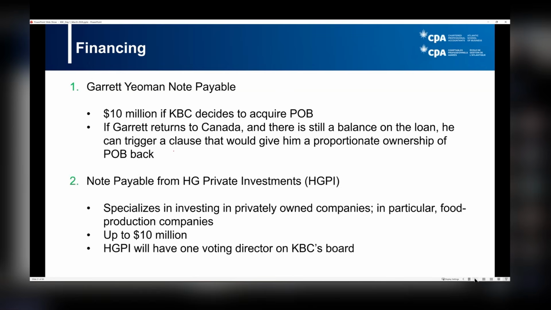The other financing option was a note payable from HG Private Investment. They would lend Garnet up to $10 million. However, they required one voting director on KBC's board.